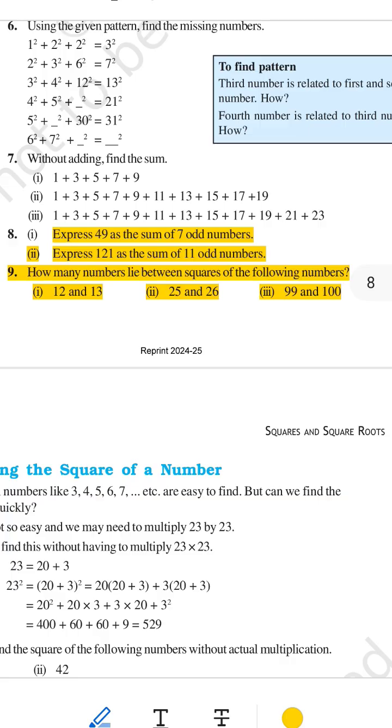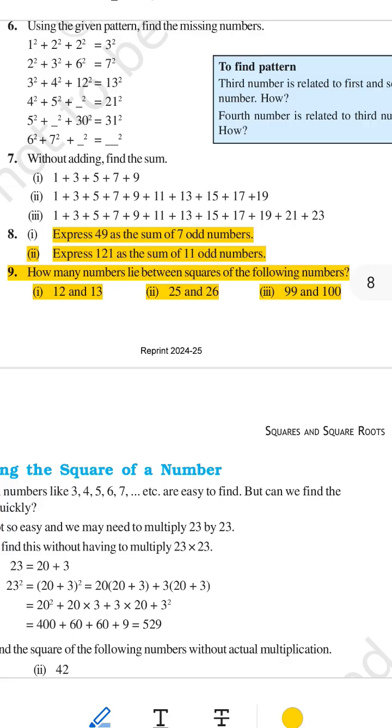Express 121 as the sum of 11 odd numbers. We know 121 equals 11 squared. So we add the first 11 odd numbers. Odd numbers are 1, 3, 5, 7, 9, 11, 13, 15, 17, 19, 21. Let's check. Start adding. 1 plus 3 equals 4, 4 plus 5 equals 9, 9 plus 7 equals 16, 16 plus 9 equals 25, 25 plus 11 equals 36, 36 plus 13 equals 49, 49 plus 15 equals 64, 64 plus 17 equals 81, 81 plus 19 equals 100, 100 plus 21 equals 121. So 121 equals 1 plus 3 plus 5 plus 7 plus 9 plus 11 plus 13 plus 15 plus 17 plus 19 plus 21.